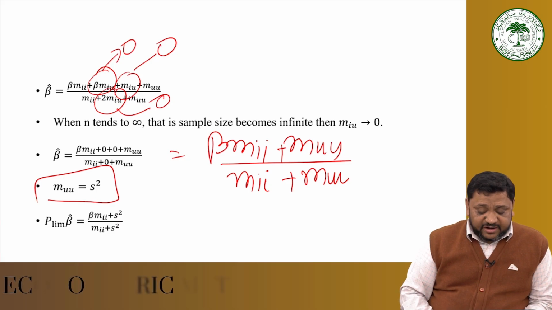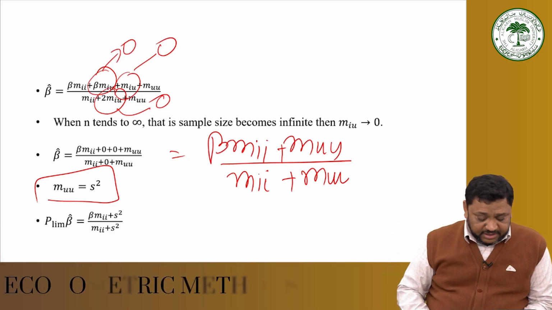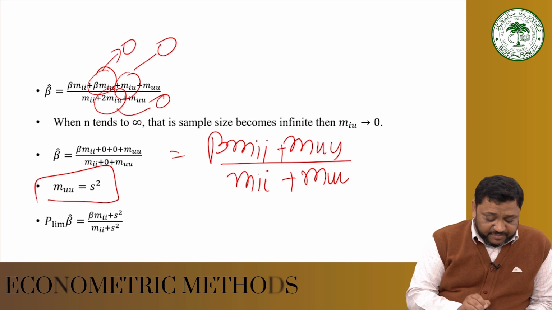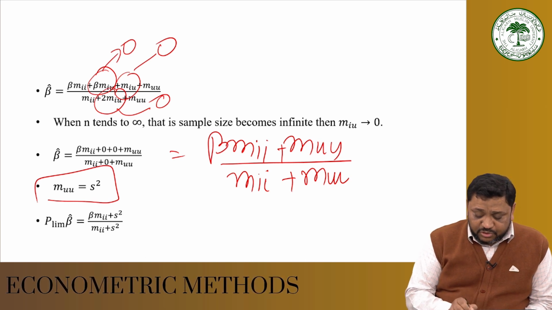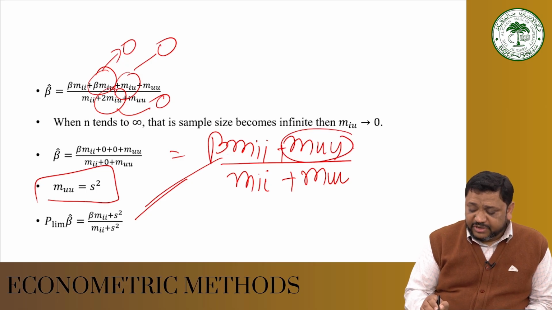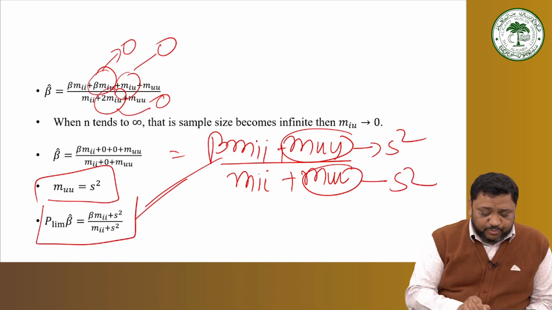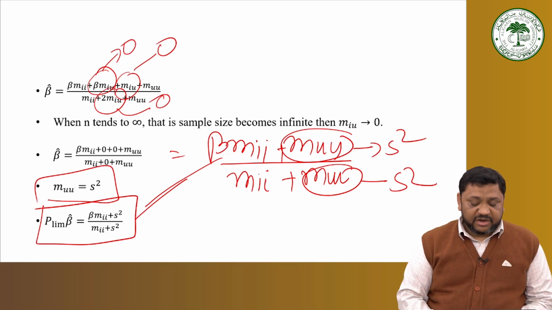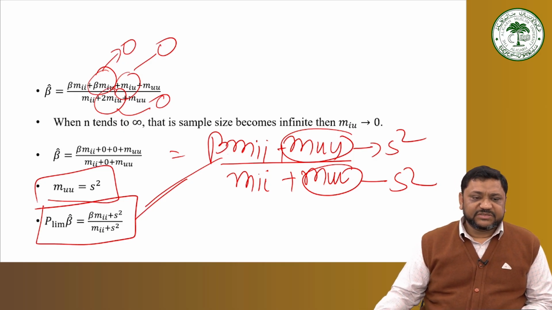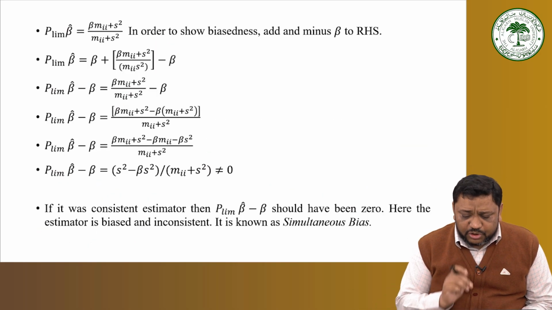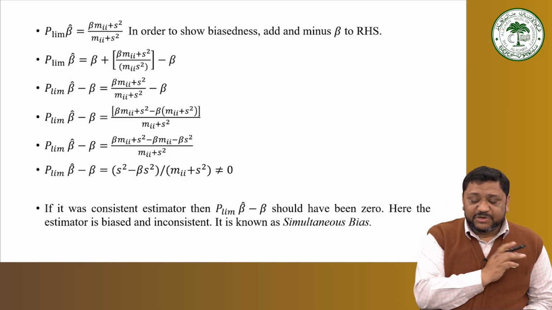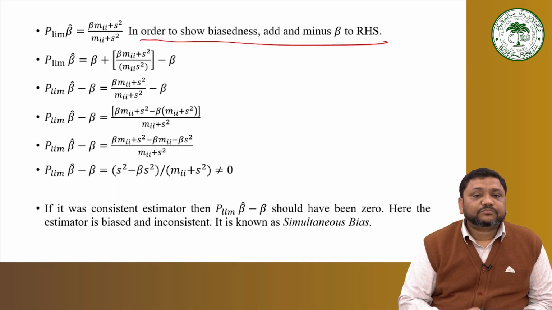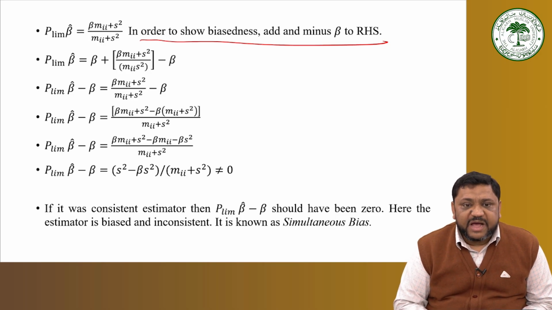Now, we take the probability limit. The probability limit of beta hat is equal to the same thing, and in place of muu we are writing s square. So probability limit of beta hat is equal to beta mii plus s square divided by mii plus s square. Now, our basic purpose was to show whether the estimator is biased or not.